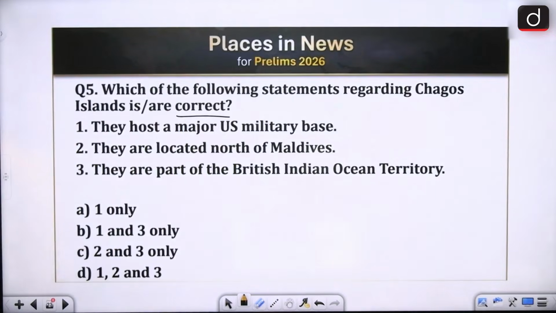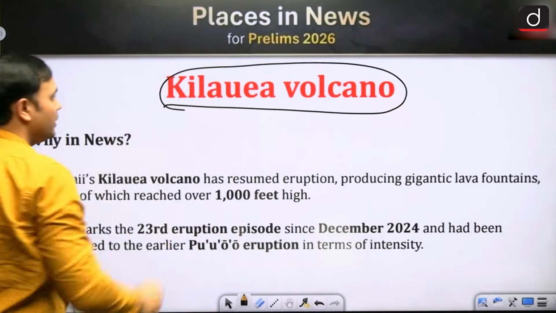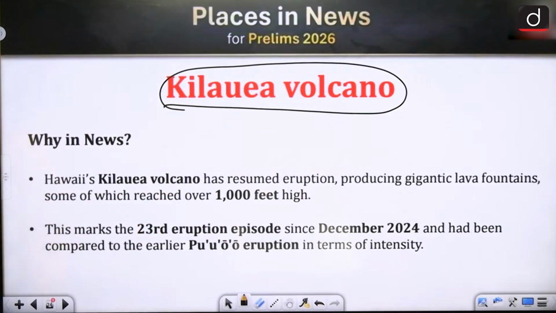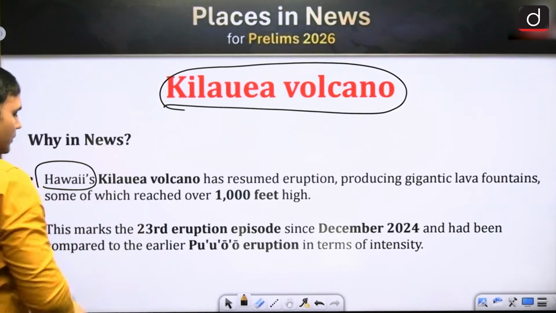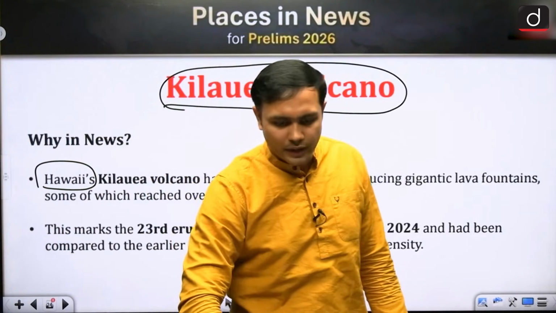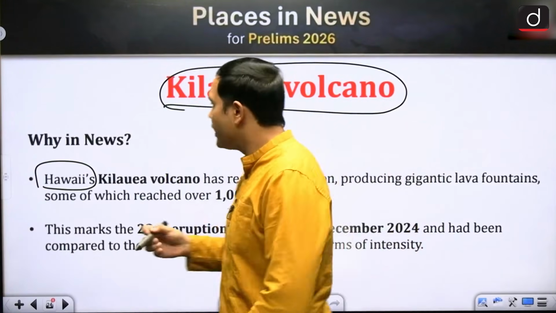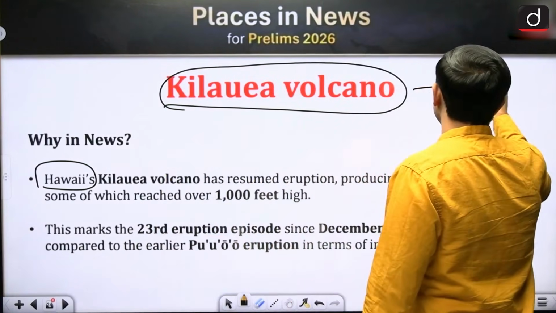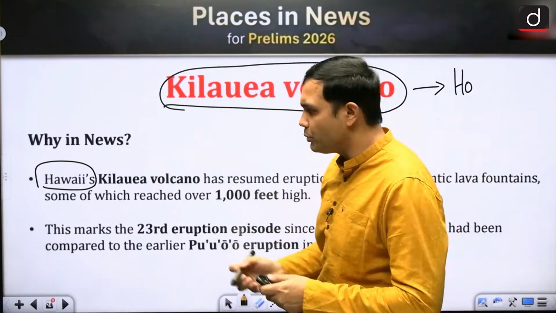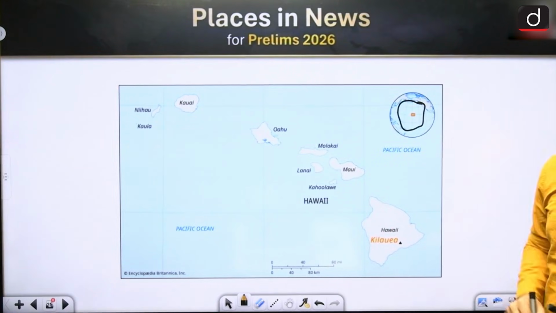All right, let's look at the next one. That is again a volcano called Kilauea Volcano. Now, where is it? It is in Hawaii. So, the first aspect is where it is located. It is in Hawaii. What kind of volcano is it? Now, this becomes really important because if you look at Hawaii's position, it is right in the middle of the Pacific plate.